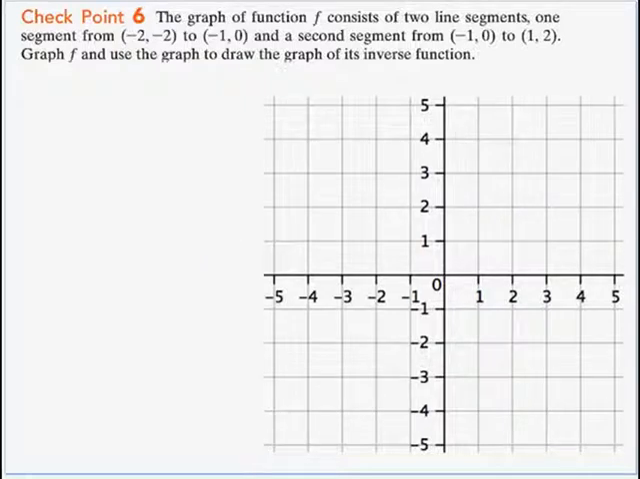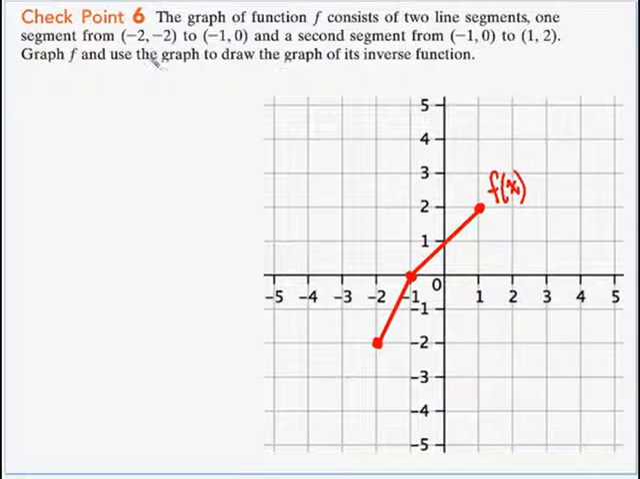All right, let's see what we got here. The graph of function f consists of these line segments, one from the point -2, -2 to the point -1, 0, and the second goes from that point to the point 1, 2. And let's see here, I will connect those dots. Oh, I need a thicker line than that. All right. Now it says graph f, and then use this to graph its inverse. So here's f of x, and I'll switch over to blue for its inverse.